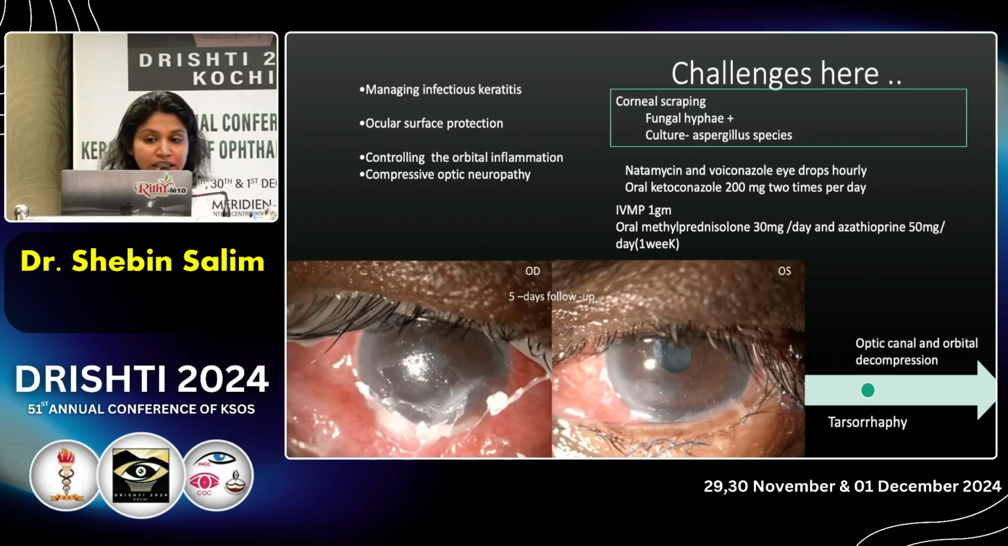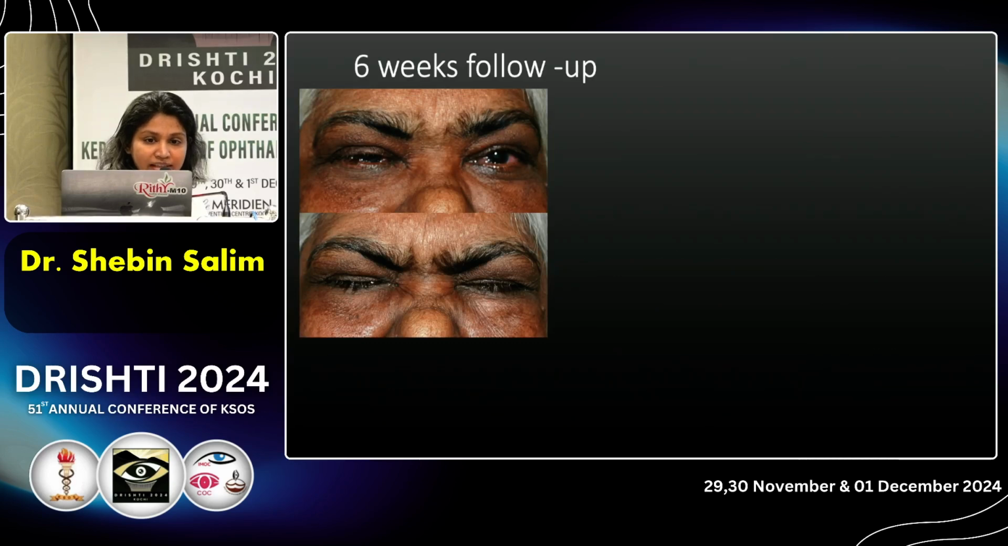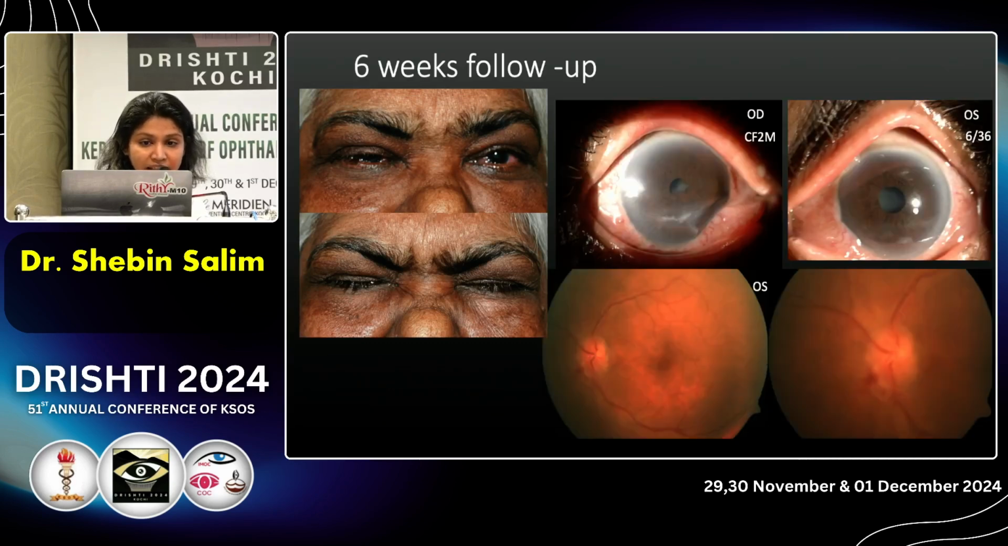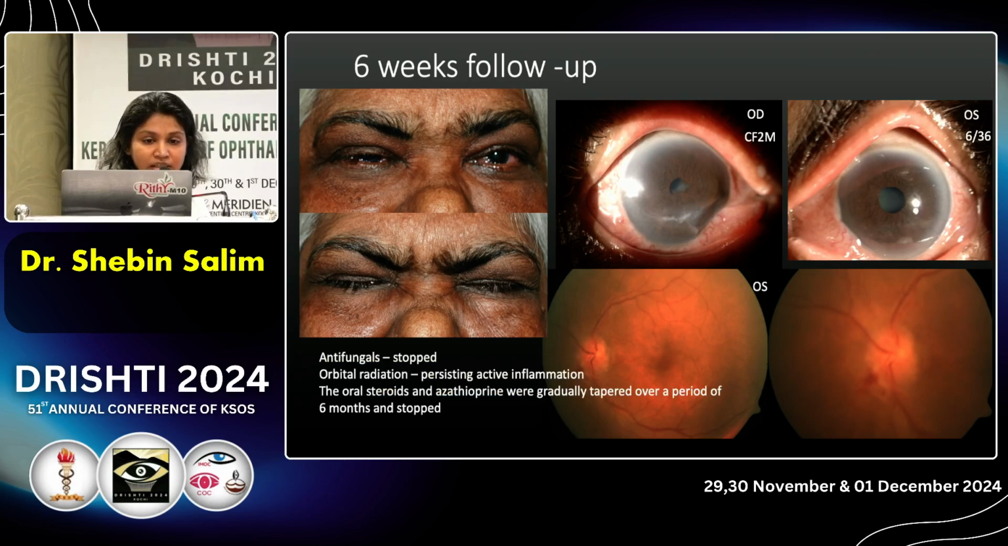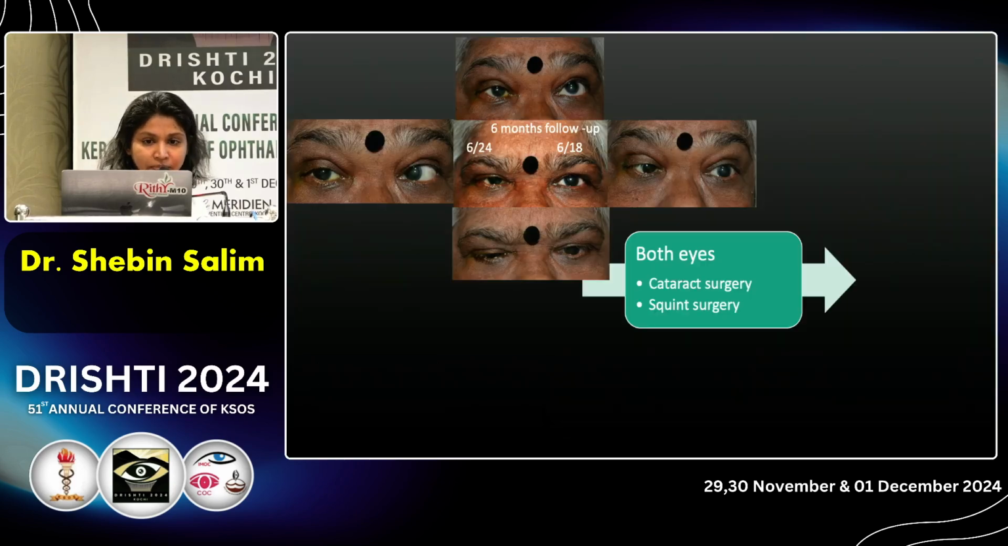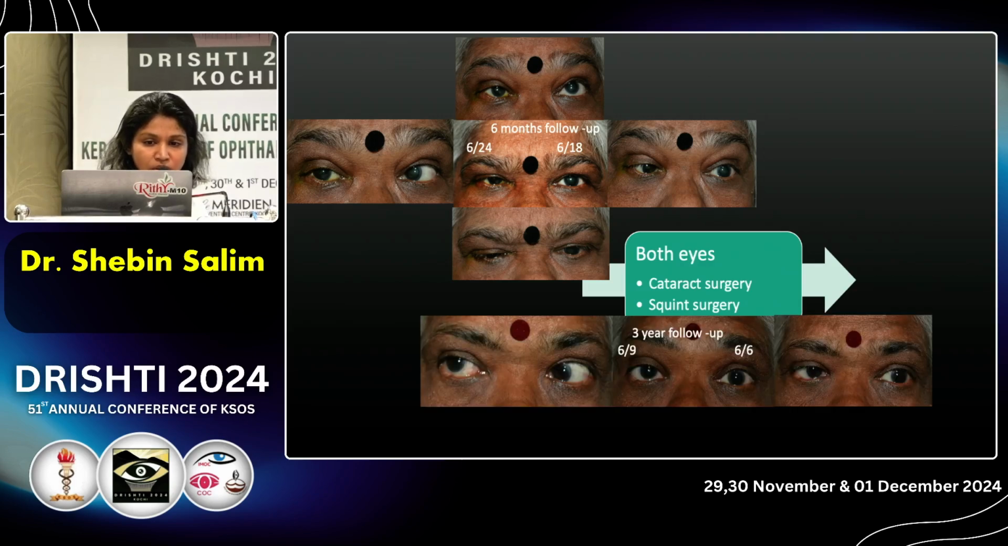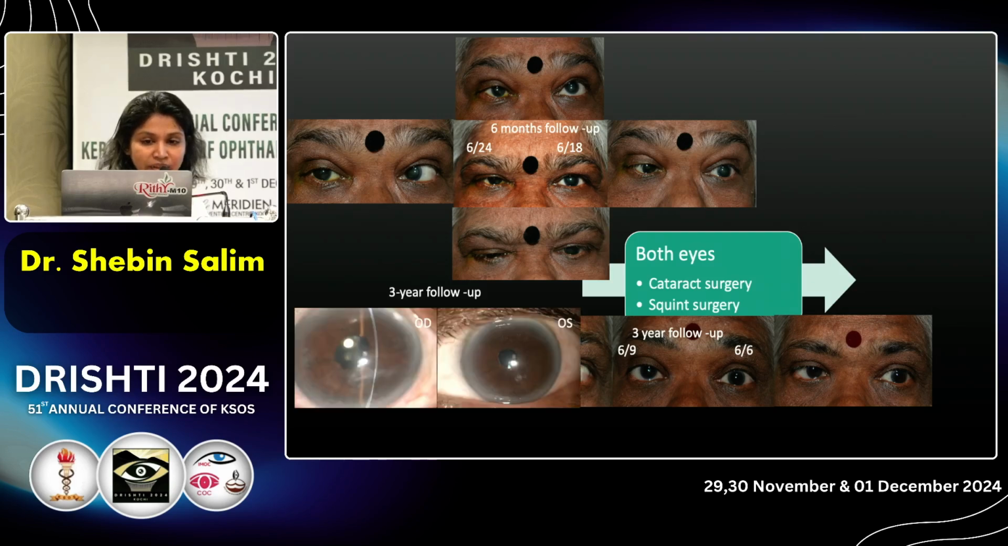She also underwent optic canal and orbital decompression because of the compressive optic neuropathy. At 6 weeks, the ulcer was healed and the edema reduced, and she also underwent orbital radiation once the ulcer was completely healed. This is at 6 months follow-up. She had cataract, underwent cataract surgery, following which she started pursuing diplopia and hence underwent squint surgery also. Final follow-up at 3 years, right eye visual acuity improved to 6/9, left eye 6/6.